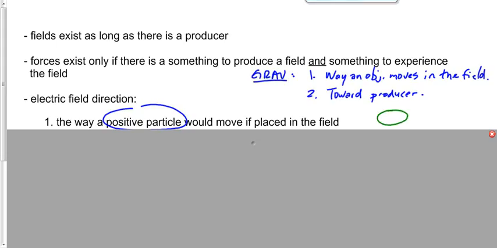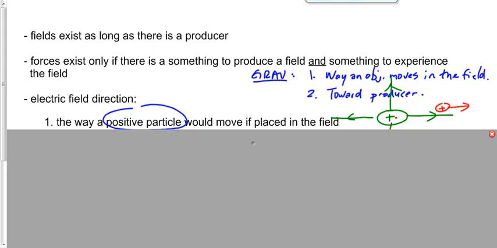Here's a producer. Let's say it's a positive producer. Here are the field lines that go out away from that positive producer. If I put a positive charge right there, that positive charge would be repelled by the positive producer, so it would move outwards away. Therefore, we define the field arbitrarily as outwards away from this positive producer. It's the way that a positive particle would move if we place it in the field.